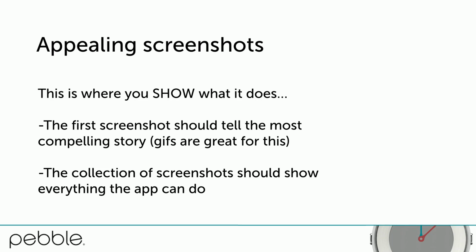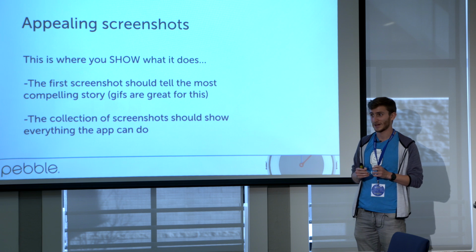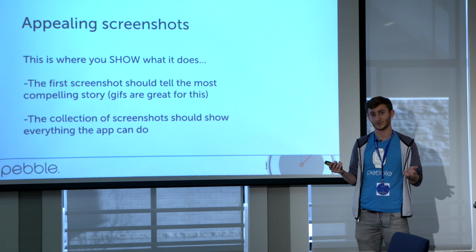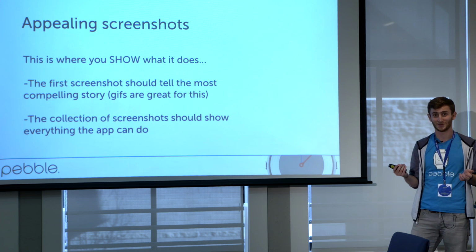So the first screenshot should tell you kind of the story itself. Because remember, that's the screenshot that when you search for it, you'll see it in the list. So that's the most important one. I think that we've seen a lot, especially recently, using GIFs as that first screenshot. And I think that's a really effective way to do it as well, because then obviously you can put more than one screenshot in one screenshot.